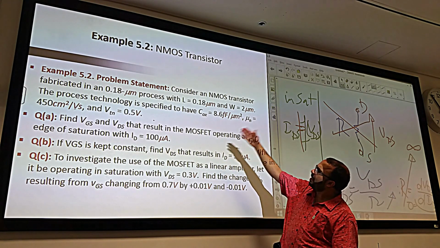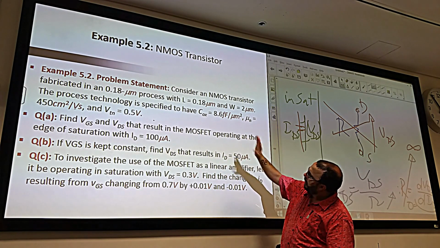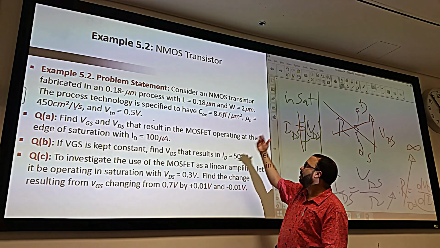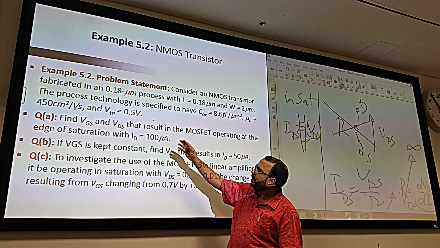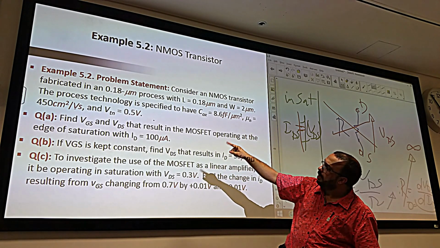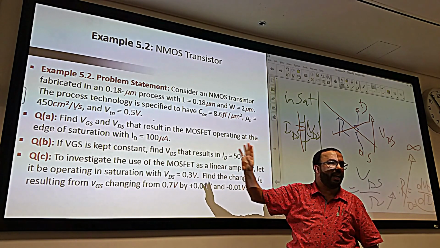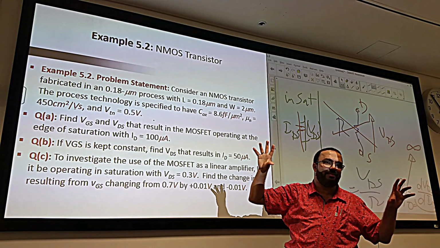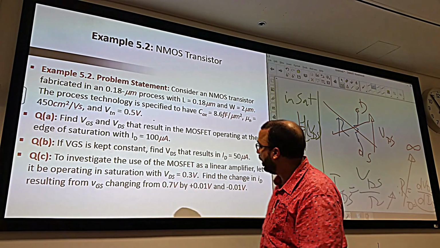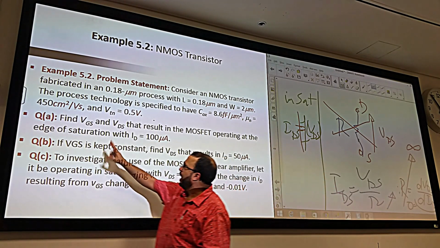And he's giving us that L is 0.18 micron. W is given. First the technology is specified by Cox given. Mu N given. VT given. Pay attention to the units. They are in red because they are touchy. Touchy means be careful, don't take them lightly. Okay. Find VGS and VDS.